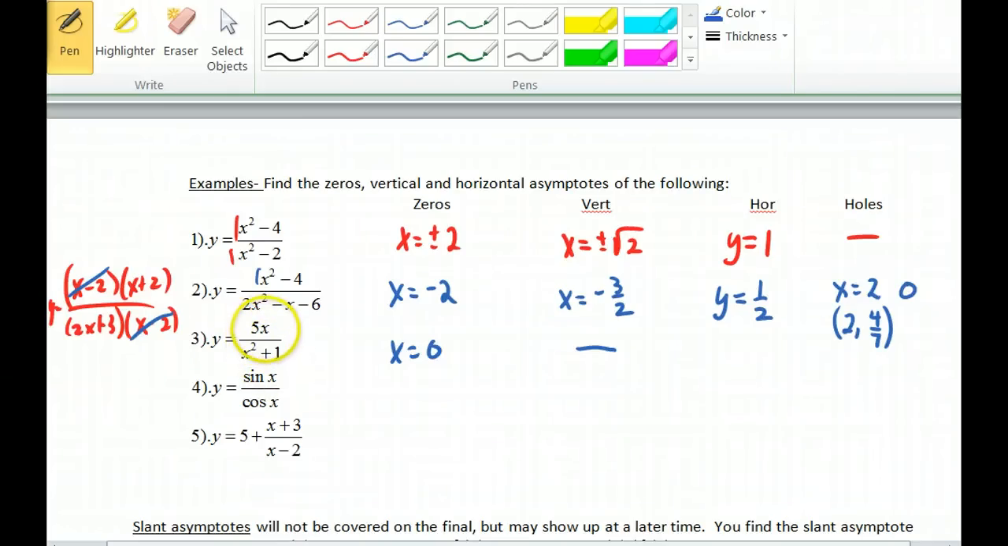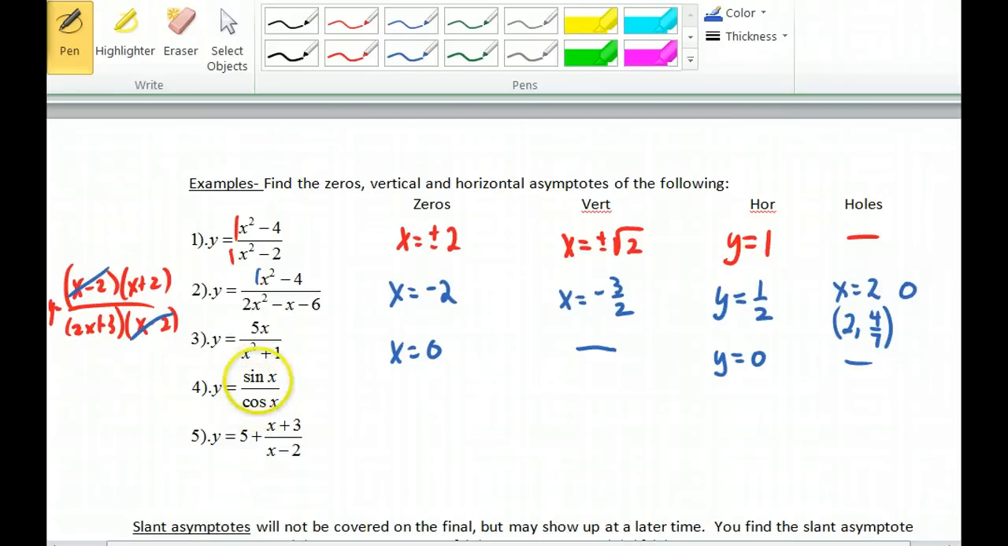Then horizontal asymptotes. Well, if you look at this, the degree of the numerator is less than the degree of the denominator. So that means the denominator is growing faster as x gets really big, more so than the numerator. So what this thing would be is 0. And so I say the horizontal asymptote is y equal to 0. Holes, does any factor cancel? No.